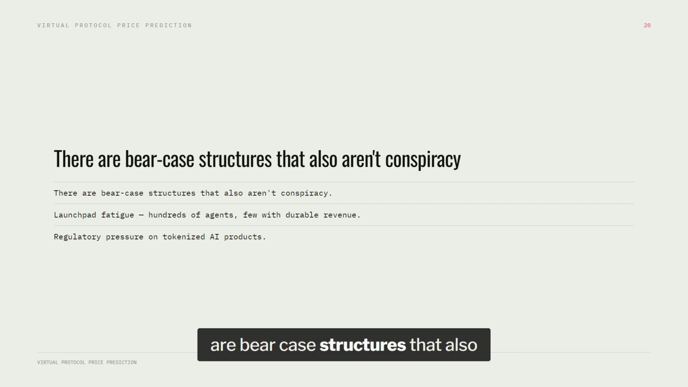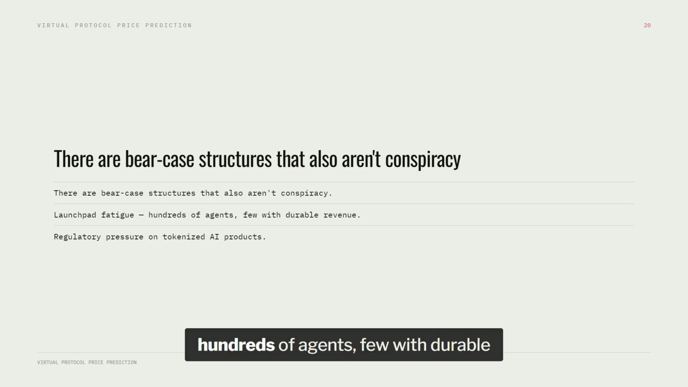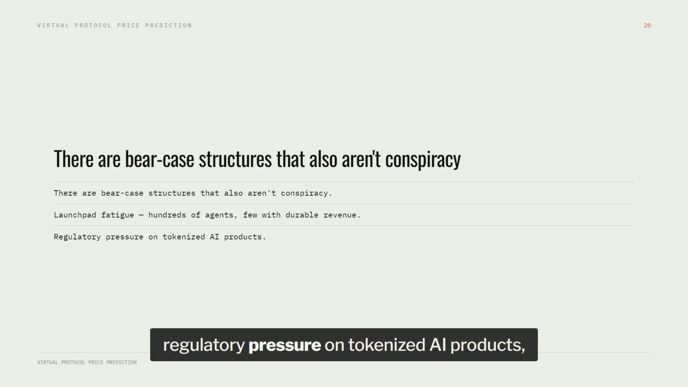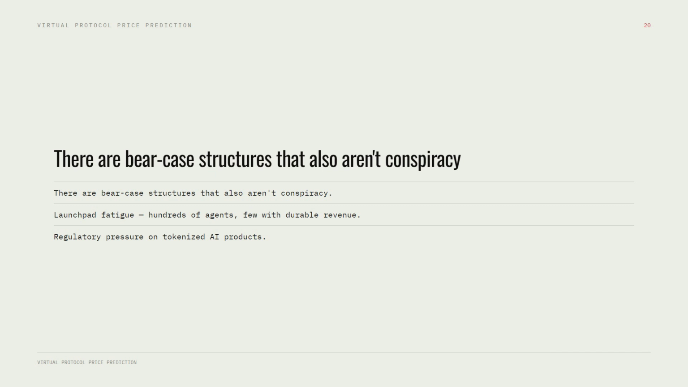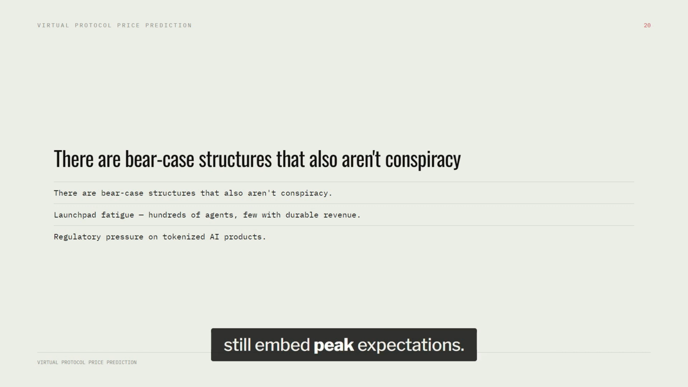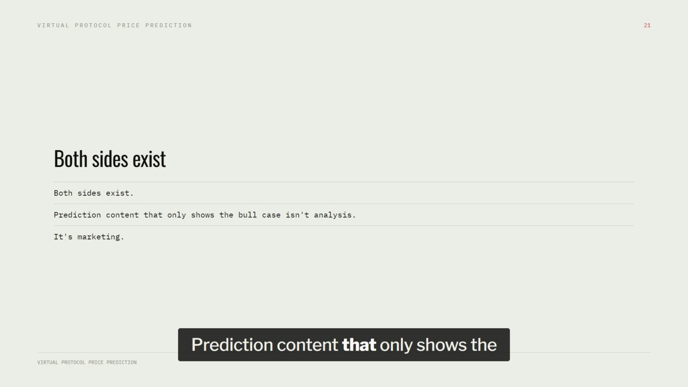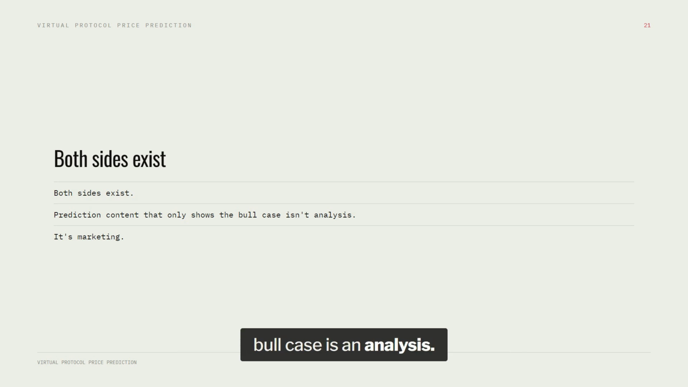There are bear case structures that also aren't conspiracy. Launchpad fatigue, hundreds of agents, few with durable revenue. Regulatory pressure on tokenized AI products. Competition from other agent platforms. Vesting unlocks hitting during weak sentiment. Revenue declining from peak while valuations still embed peak expectations. Both sides exist. Prediction content that only shows the bull case isn't analysis.